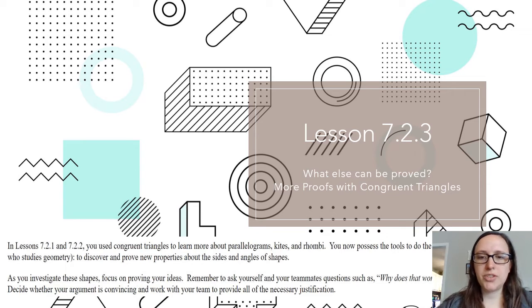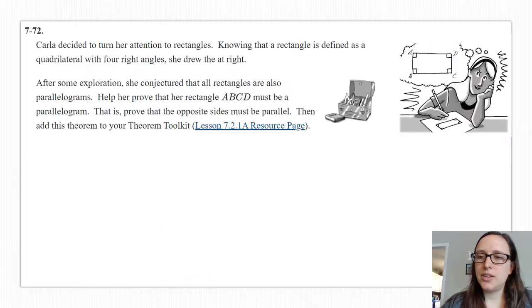This is Geometry, Lesson 723. We're going to do some proofs with congruent triangles. All right, so first we're going to talk about rectangles, and we're going to prove that rectangles have parallel sides, which makes them a parallelogram. If we can prove that it's a parallelogram, then we know a lot of properties about the rectangle based on the fact that it is a parallelogram.